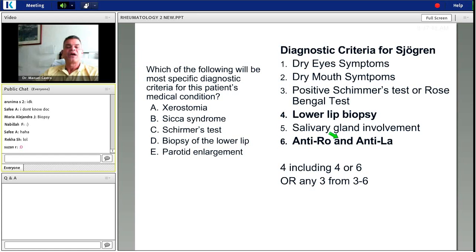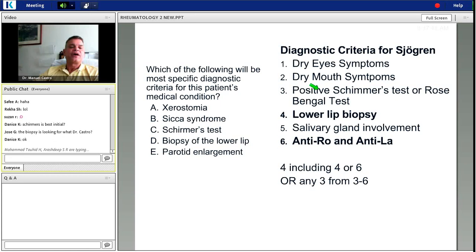So you can use four, including four and six. If you have four of these, including four and six, or any three from three to six. Any three. One, two, three. So four, including four and six, or any three would give you the diagnosis. But most of the time, as long as you have that lower lip biopsy, they have dry eyes, dry mouth, and if they have dry eyes, they already have a positive Schirmer's test.